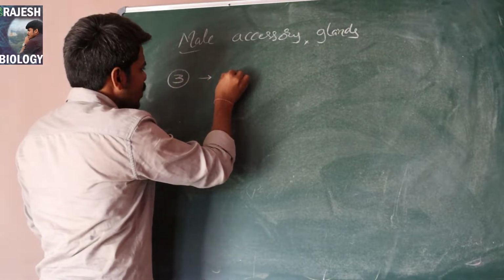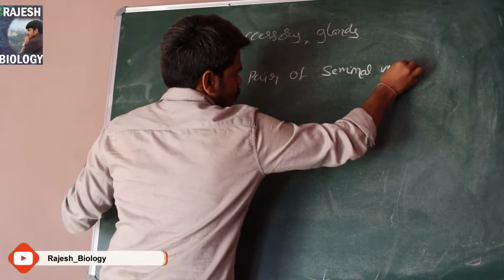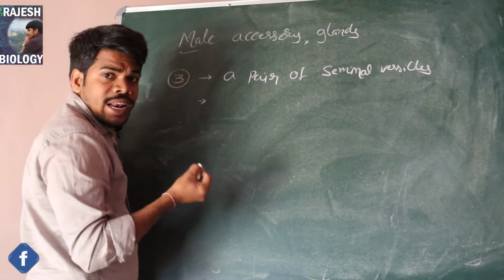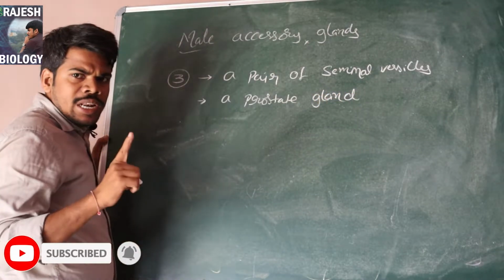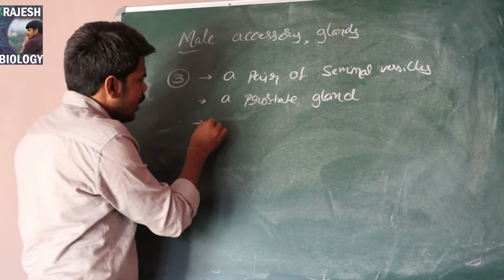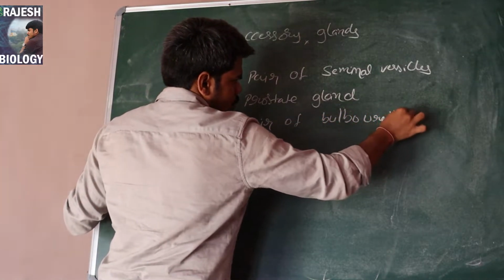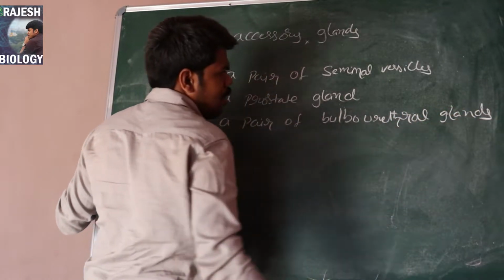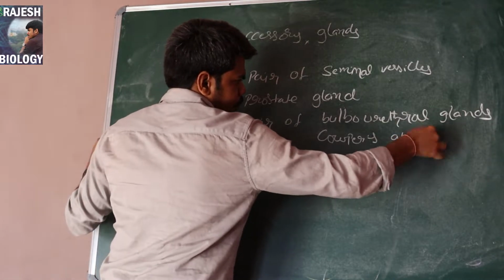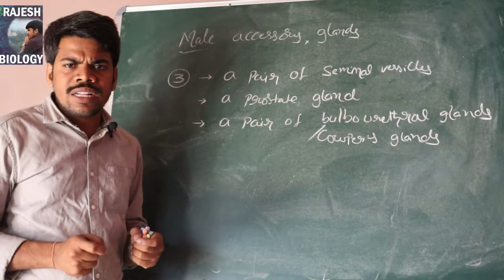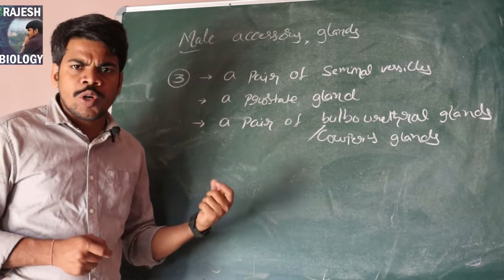So these three glands are a pair of seminal vesicles, a prostate gland, which is not a paired structure, the prostate gland is only one, and a pair of bulbourethral glands. Bulbourethral glands are also called Cowper's glands. So these are the three glands present at the pelvic region, associated with the male reproductive system, which assist the spermatozoa to fertilize the ovum.